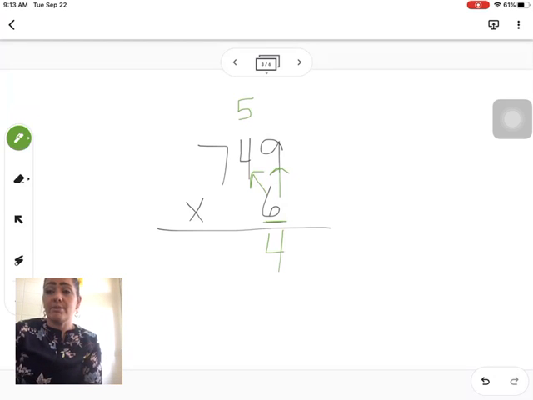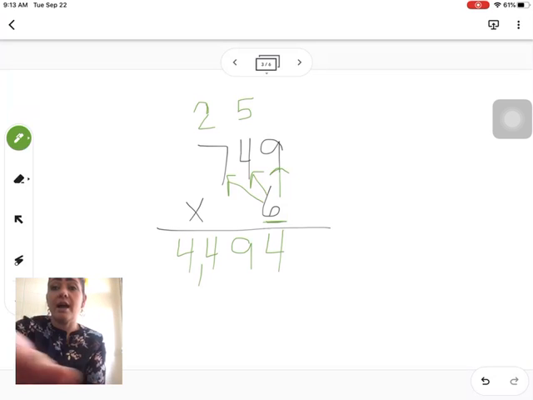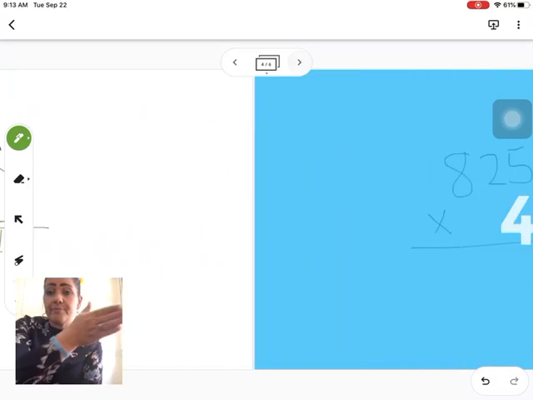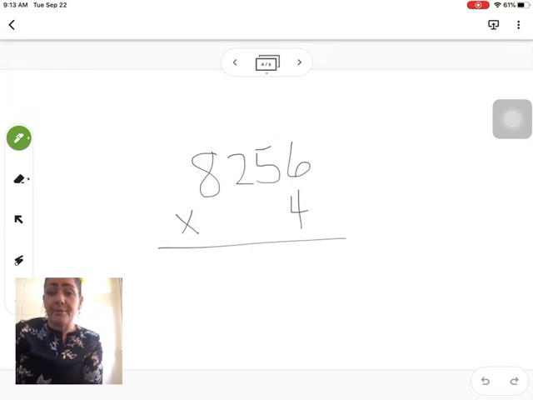Then I do 6 times 4 is 24, plus 5 is 29. I put the 9 on the bottom, I carry the 2. Then I'm going to do 6 times 7, which equals 42, plus 2 equals 44. And I'm going to write that in the product because I have no more numbers in my top number, so I can't regroup it. So I'm going to put it on the bottom.